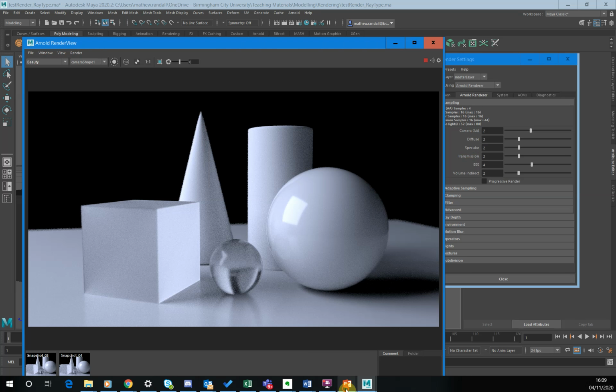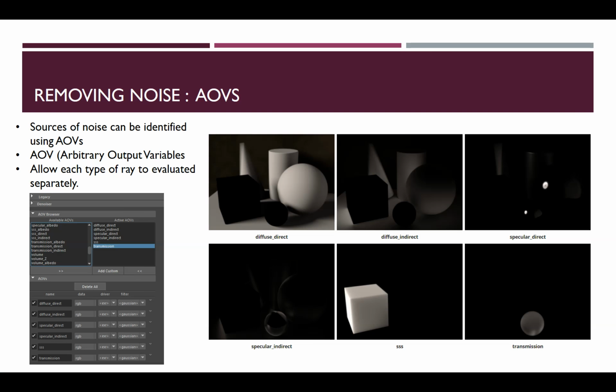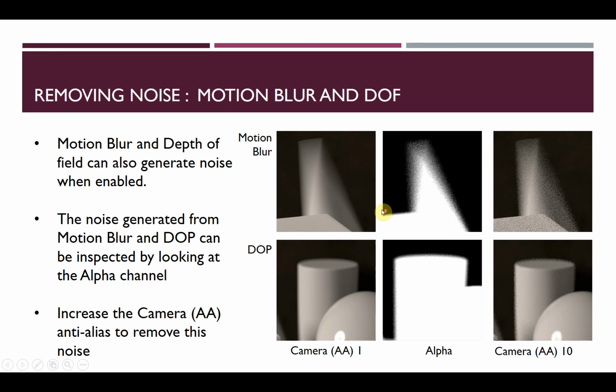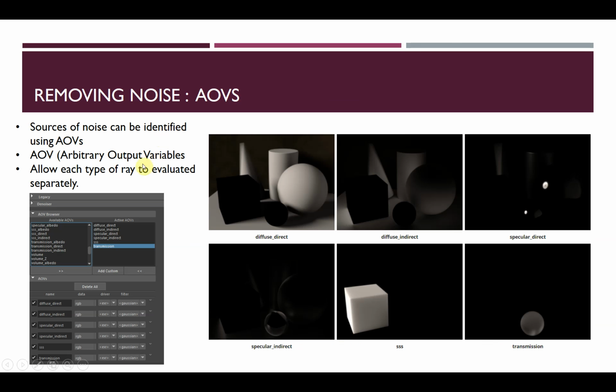But what I want to do right now is continue on to the next slide. So yeah, we can remove noise from each of these areas by upping the number of samples for each of these ray counts. Great.